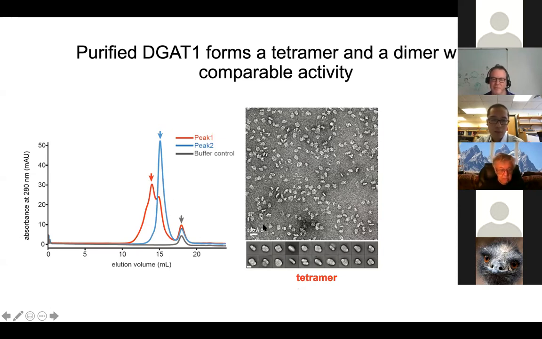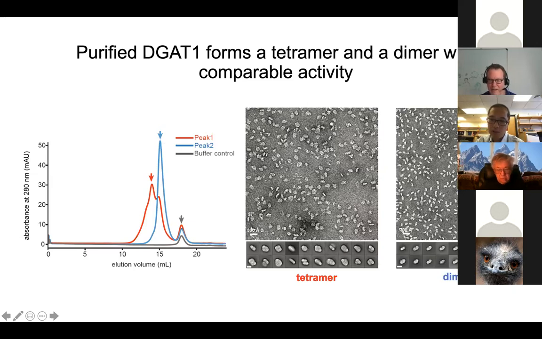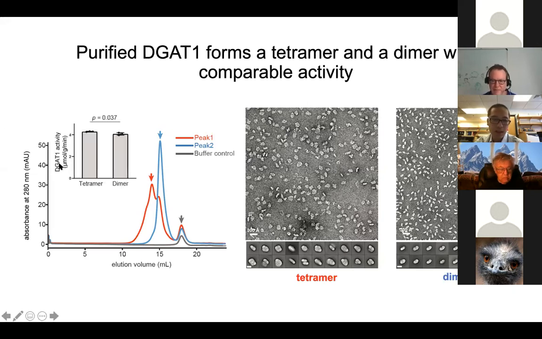So if you look more into the second peak, it looks very similar, like a disk, but the size is much smaller, and this is a 2D average. We did measure the activity of these two peaks. As you can see here, they are both active, with comparable activities.